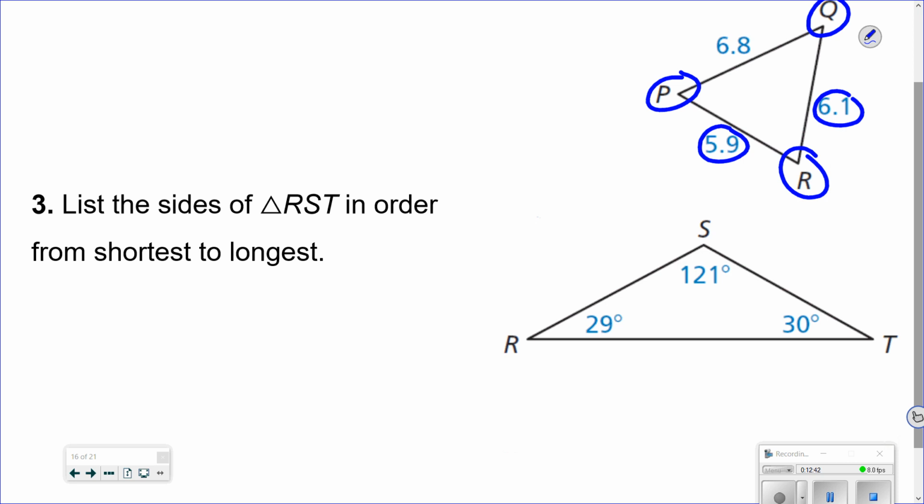This next one you're doing the same thing, but this time you're comparing the sides. Start with the smallest angle, 29 degrees, so ST has to be the shortest. 30 degrees comes next, so SR would be next. 121 degrees is the largest, so RT comes last. It's the largest.